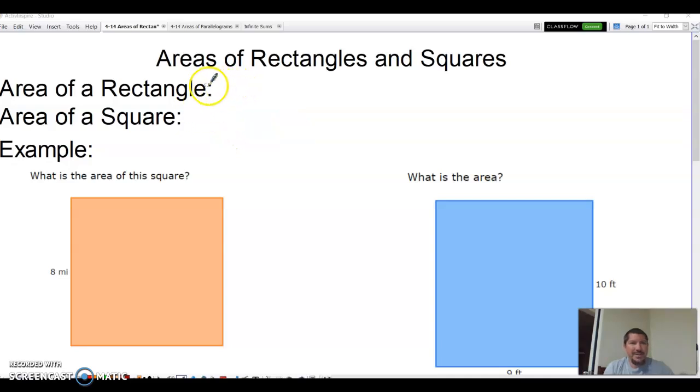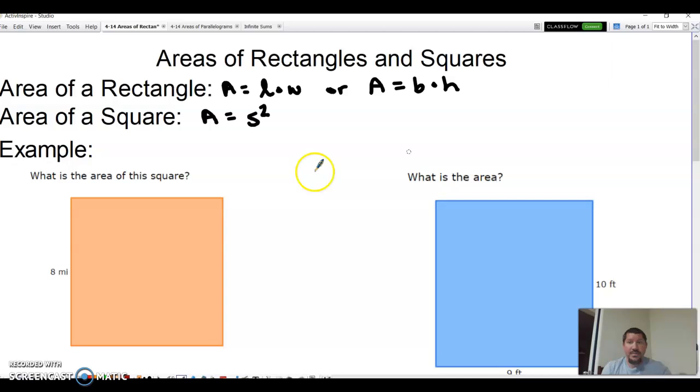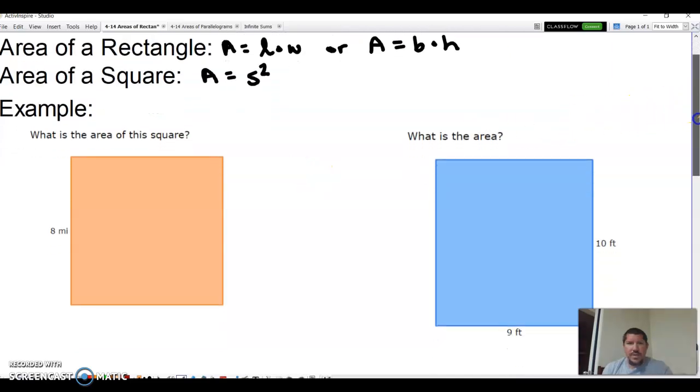Pretty easy. So area of a rectangle, you can think of it as area is equal to length times width, or area is equal to base times height. With squares, area is equal to side squared. Okay? So, a few quick examples.